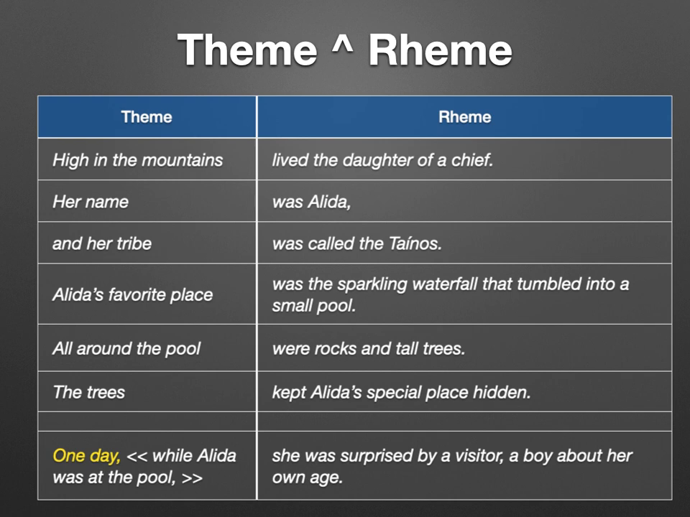So, for example, here, high in the mountains, her name, her tribe, Alida's favorite place, all around the pool, the trees, one day. And by tabulating in this way, you quickly see that this change in the temporal setting from general time, as it were, to particular time, one day, stands out. And that's, in fact, the initiating event in what will then propel the story forward. So tabulating the analysis of clause's message, clause by clause, in this way can be helpful. You can bring out patterns.